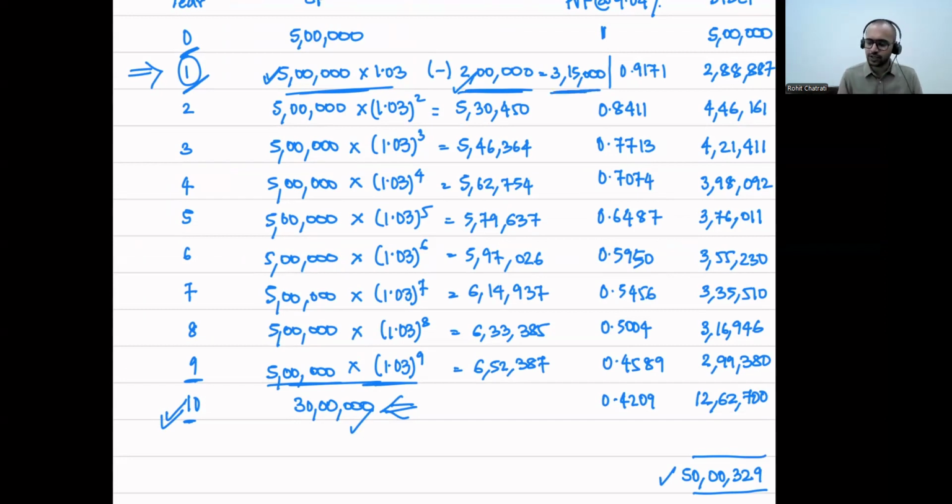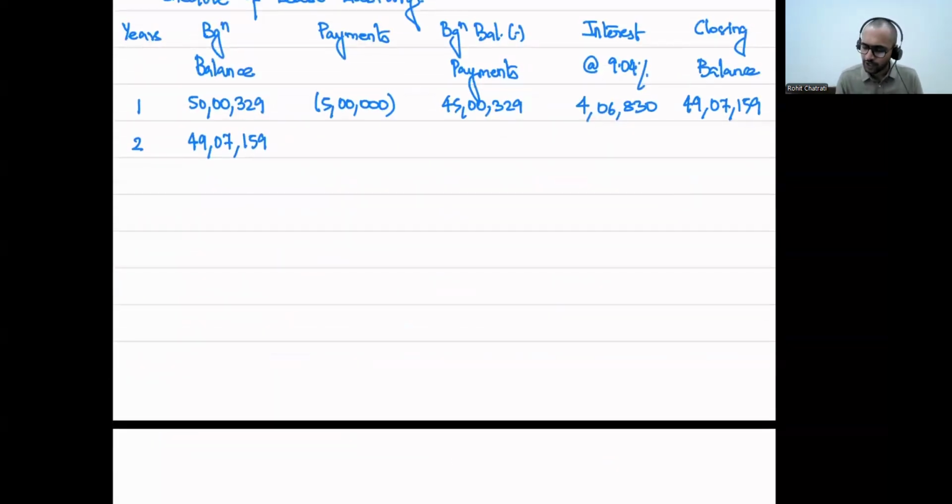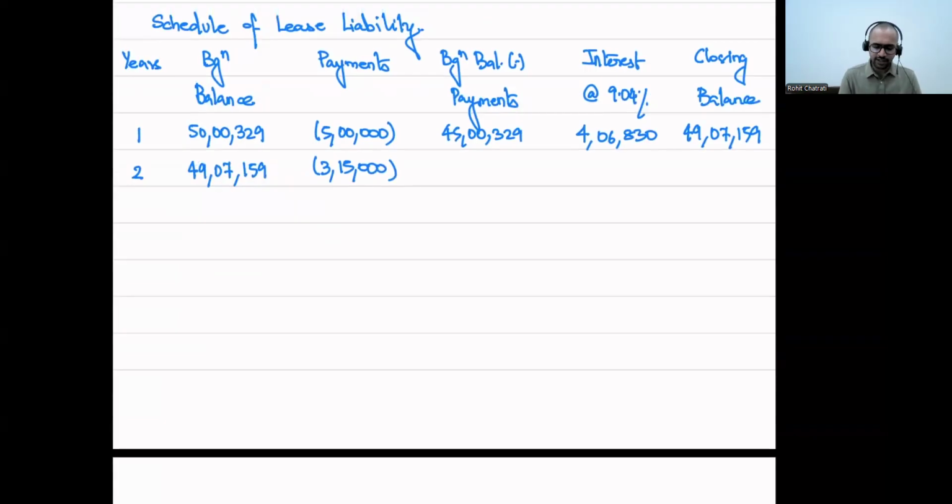At the beginning of year two, or end of year one, the amount of payment that I've made on a net basis is 3 lakh 15,000. I made a payment of 5 lakh 15,000, I received 2 lakhs, and therefore my net payment is 3 lakh 15,000. So the payment that I'm going to plot down over here is 3 lakh 15,000. Now, beginning balance of 49 lakh 7,159 less 3 lakh 15,000, the beginning balance less payments, is 45 lakhs 92,159.